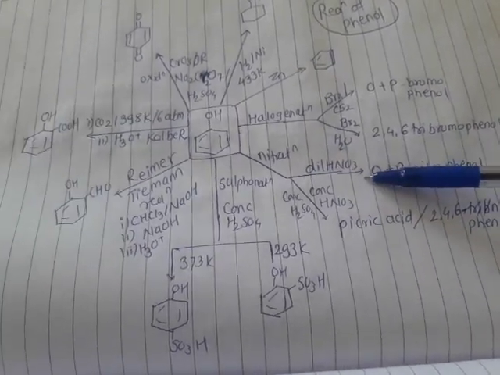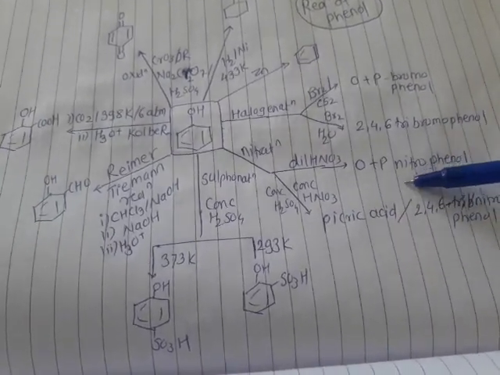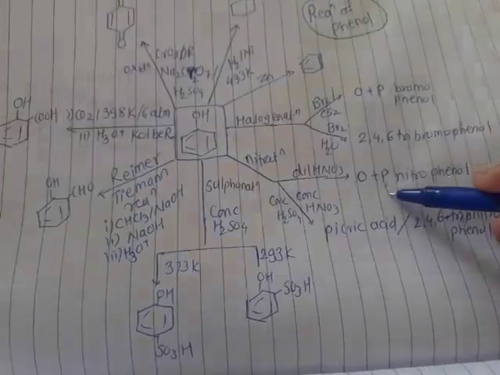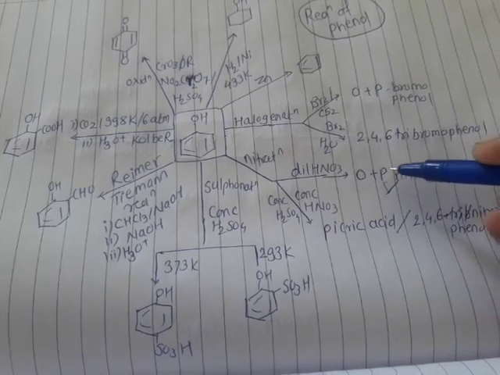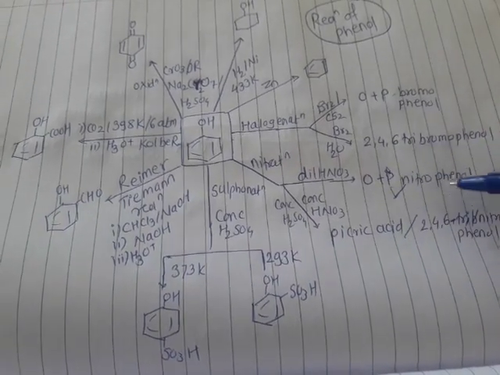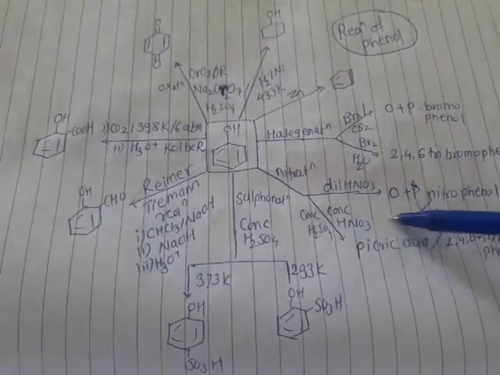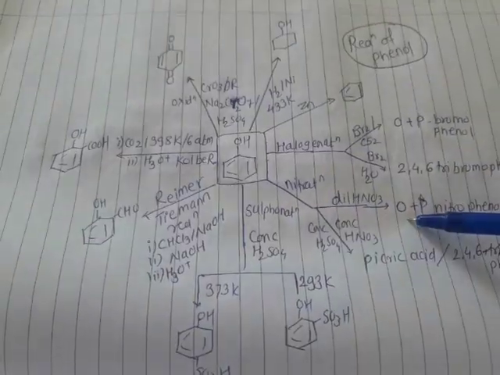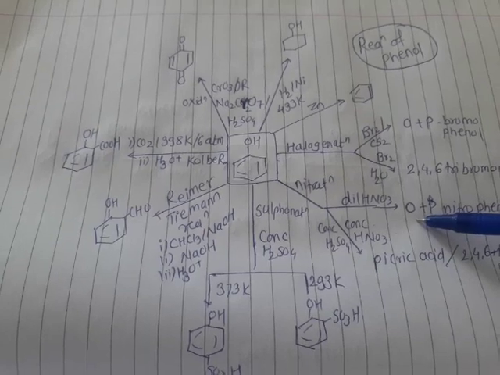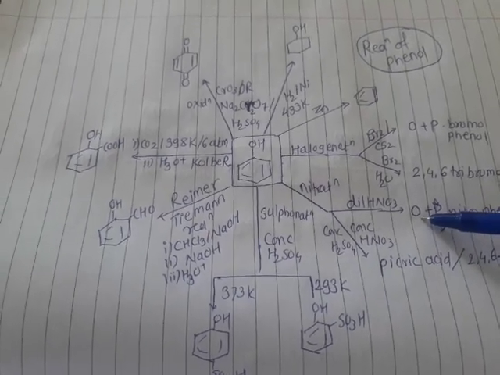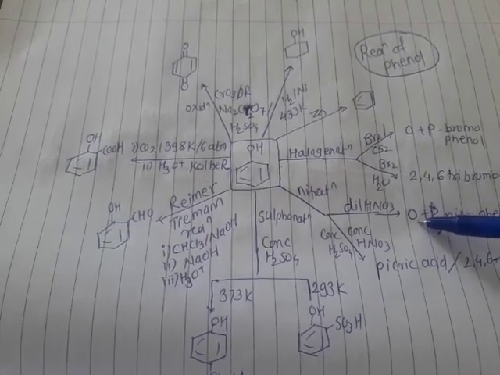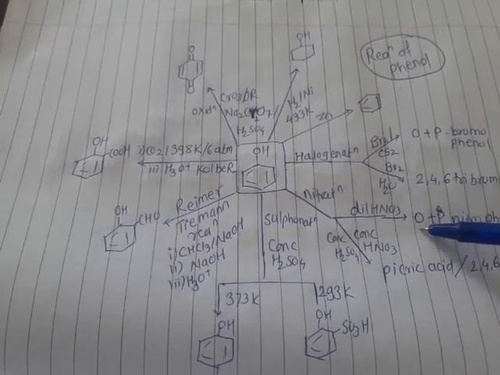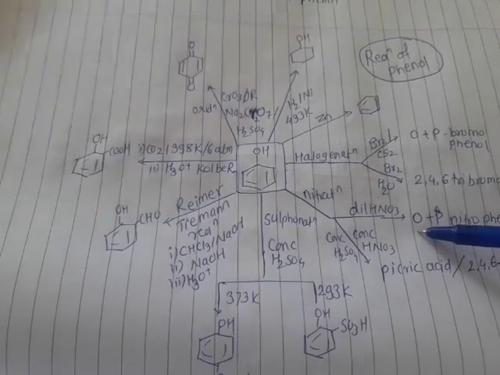Nitration: if we use dilute HNO3, we get ortho and para-nitrophenol. In this case, ortho is major, very important, remember this. This is the different example where ortho is major, otherwise in all other cases para is major. This is the only case where ortho is major product, okay.